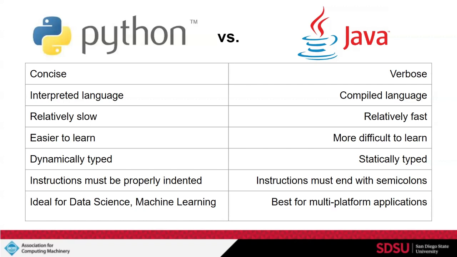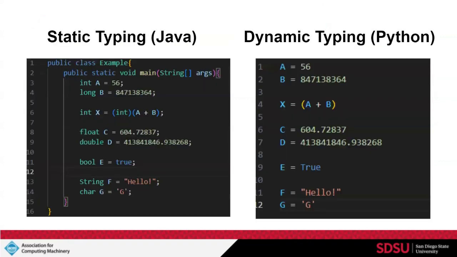Another thing is that white space actually matters in Python, meaning how many times you indent a line actually affects how the code is run. So that's something to keep in mind. And yeah, let's move on. This is just an example of what I was saying about static versus dynamic typing. This is in Python. You just say that these variables equal whatever. You don't need to specify what kind of variable they are, but in Java, you do need to specify that.